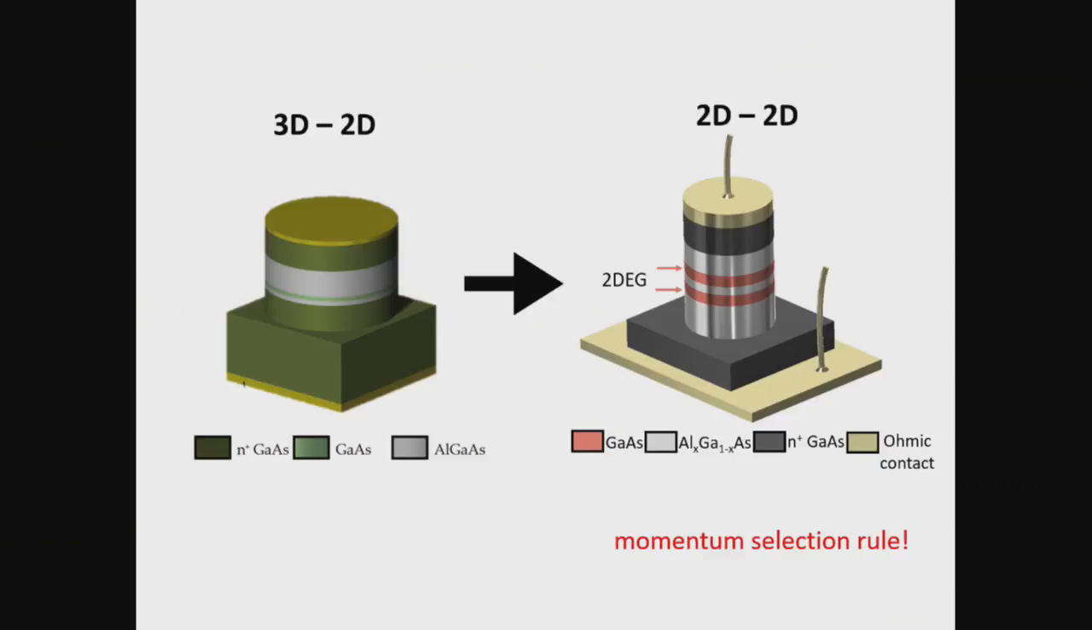So in the previous case, in the 3D to 2D tunneling, we can only study the energy dependence of the density of states. But on the other hand, in the case of 2D to 2D tunneling, there is strict momentum conservation for the tunneling process. This means that if we can somehow control the momentum of the tunneling electron, then we can measure the momentum resolved tunneling spectrum of the system.